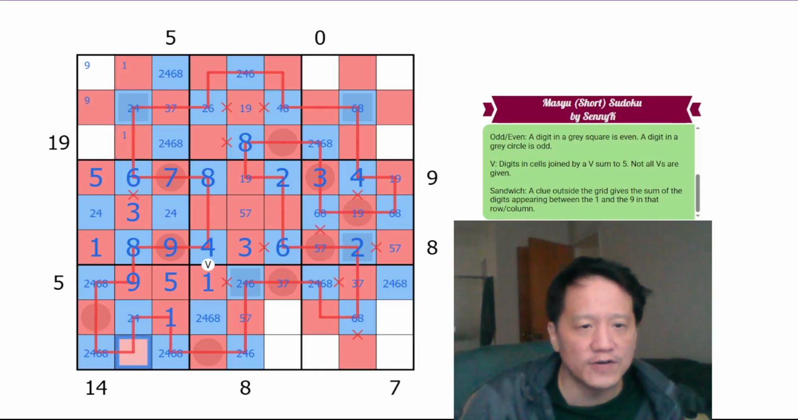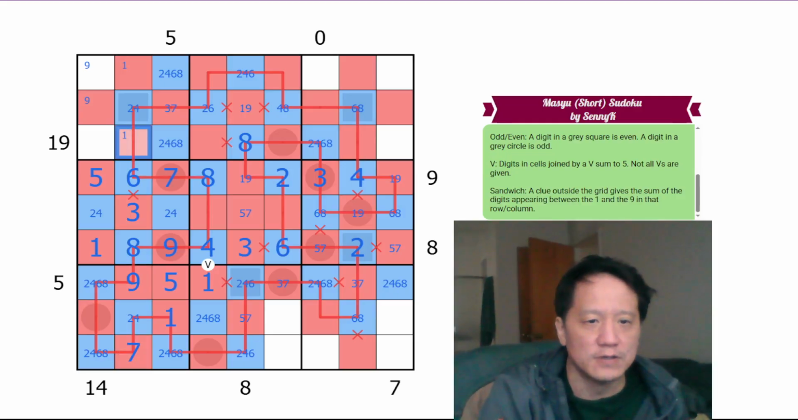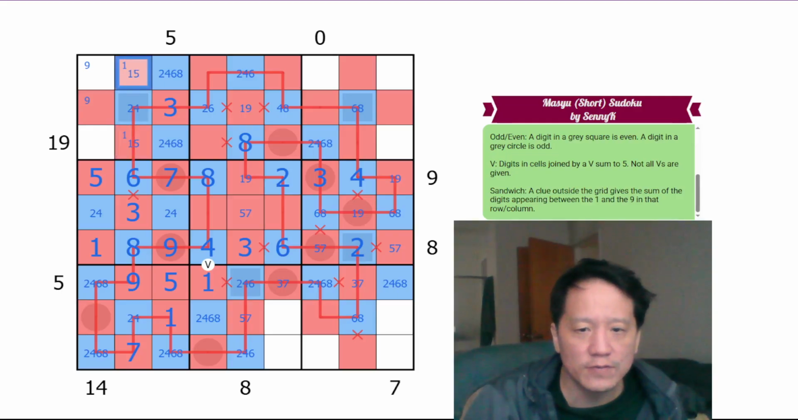1 has to be one of these ones. So this has to be 5. This cannot be 1, 5, 9, or 3. So this must be 7. This 7 eliminates 7 here, so it's 3. This is 1 or 5. This is 1 or 5.